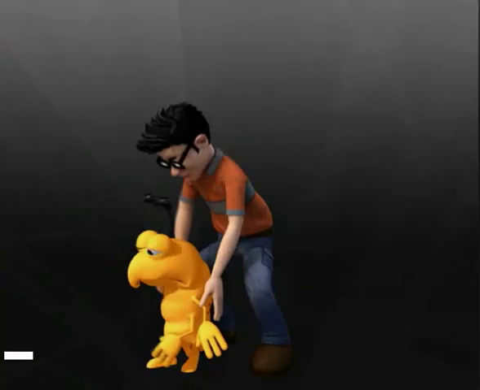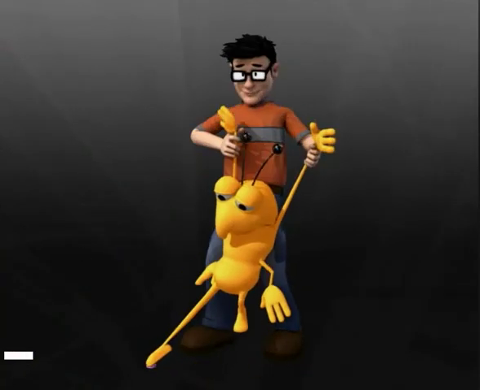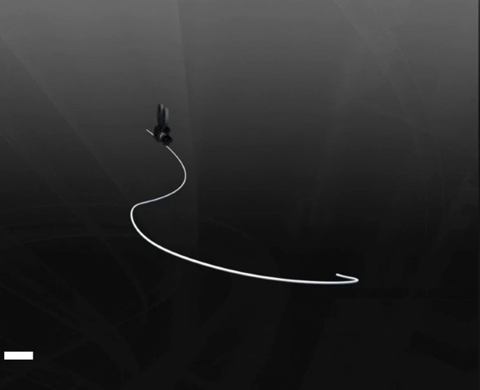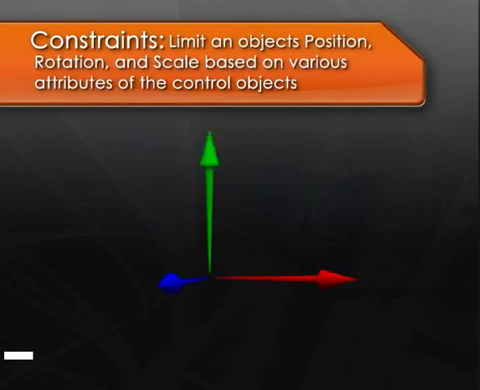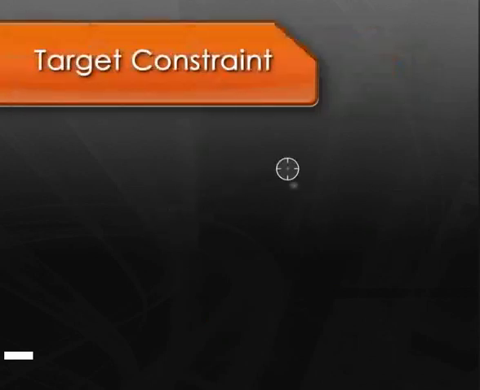In this lesson, we will learn about constraints. Earlier, we learned how to attach a camera to a motion path to make it move along a curve. Now, this is done by using a path constraint. But what are constraints? Well, constraints limit an object's position, rotation, or scale based off of various attributes of the control object. Let's take a look at an example, the target constraint.